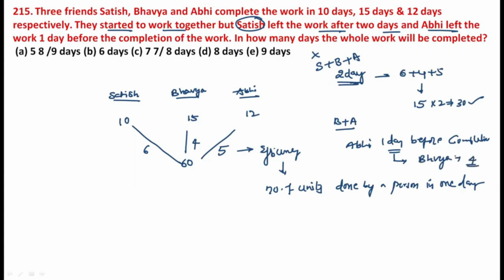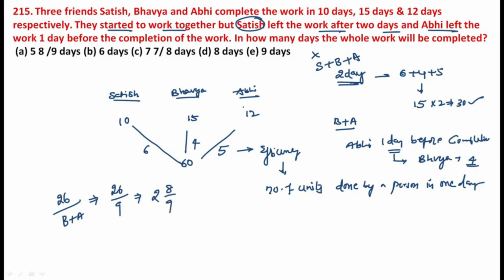If you see the entire scenario, 30 plus 4, 34 units are already completed. 34 units already completed means we are left with 26 units of work. These 26 units of work are done by Bhavya and Abhi together. How much time is taken by Bhavya and Abhi? Together they do 9 units. Now, 26 divided by 9: 9 twos are 18, then we are left with 8 by 9 days.